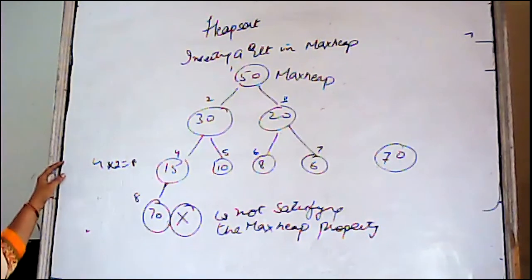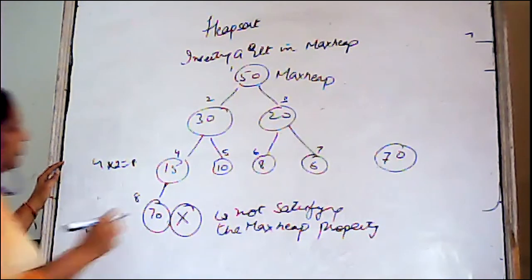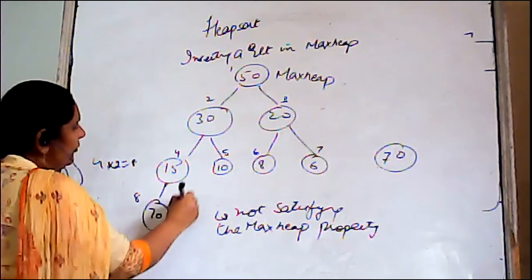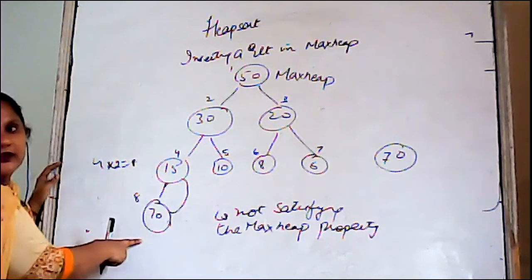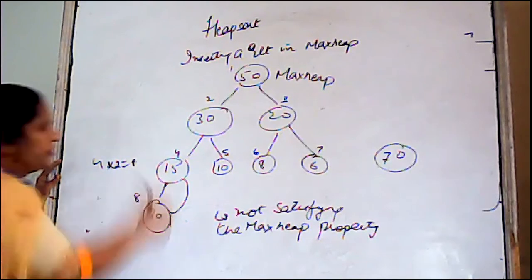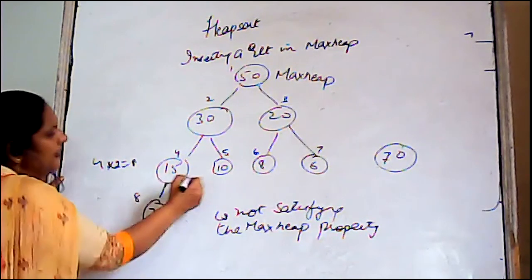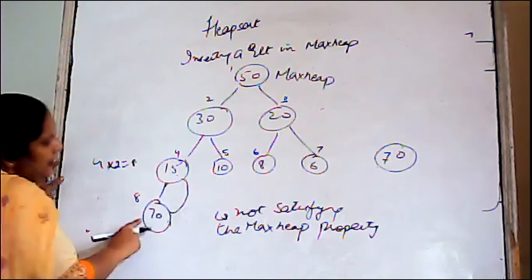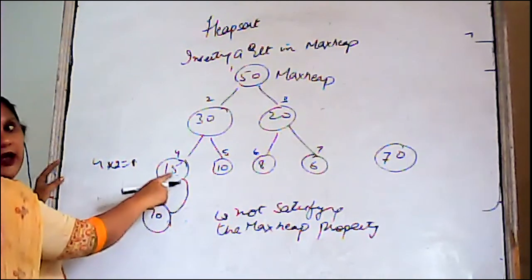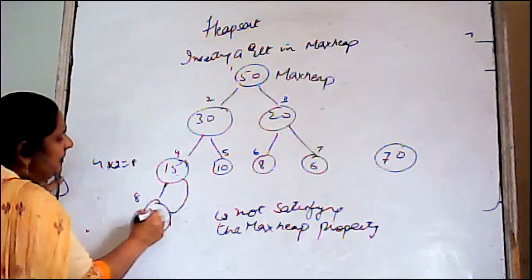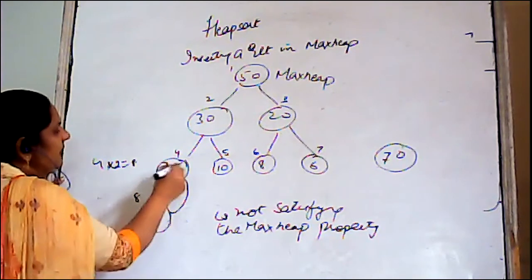So in order to satisfy the max heap property, what are we supposed to do? We have to swap this value. If the parent is smaller than the leaf node, then we are going to exchange these values. 15, the parent, is smaller than 70. That is, 8's parent is 4, and 15 is smaller than 70. So we are going to swap it. This will become 15, this will become 70.